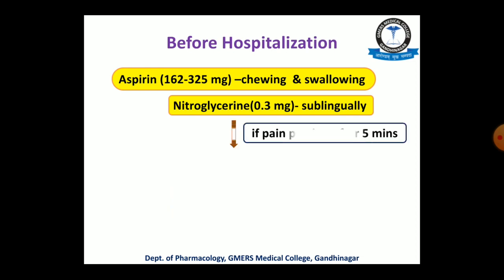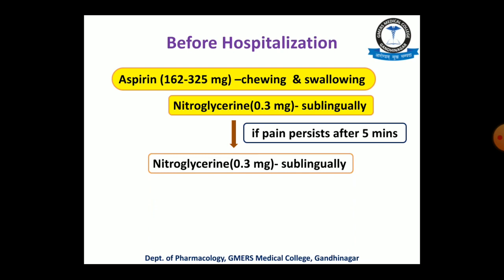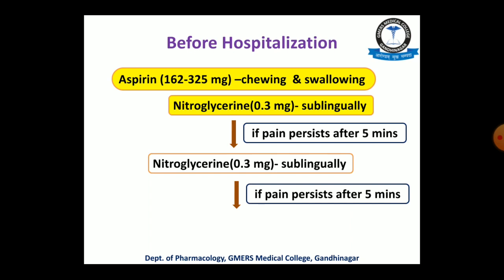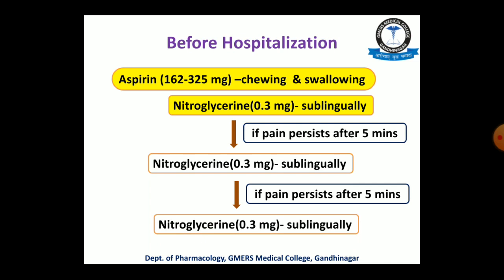But suppose the pain is not relieved within 5 minutes, then you have to give an additional dose of nitroglycerin, the same 0.3 milligram sublingually. Still, if the pain persists after 5 minutes, then you have to give the third dose. But you have to stop at this juncture. You cannot give the nitroglycerin indefinitely till the patient reaches the hospital, because nitroglycerin is a vasodilator and it will lead to significant hypotension and even cardiac failure also. That's why a maximum of 3 doses of nitroglycerin can be given.